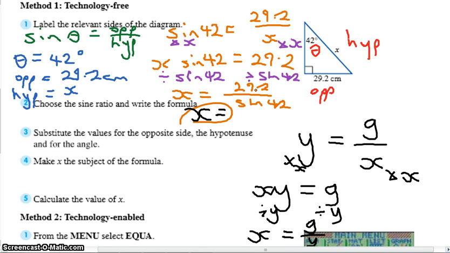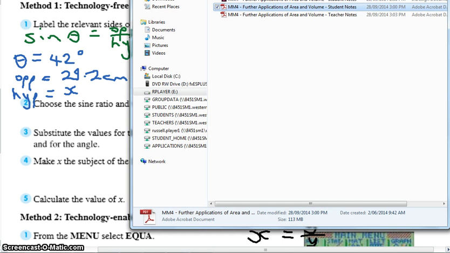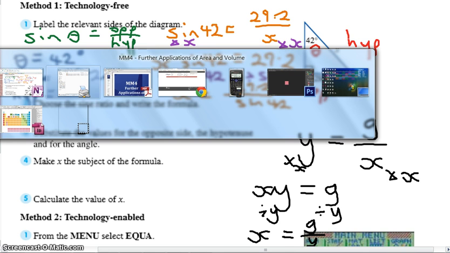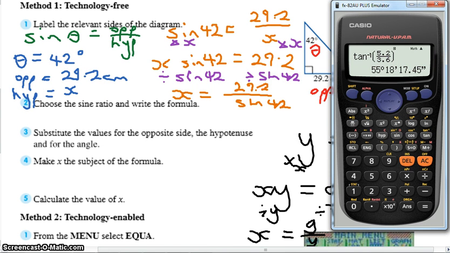I'm just going to wait and see if it gets... it's got a syntax error. Oh no, I didn't close the bracket. Wait a minute. Close your bracket. 43.6. Yeah, 43.6. Let's have a look. Oh, wrong one. So we've got 29.2 over sine 42, close the bracket.